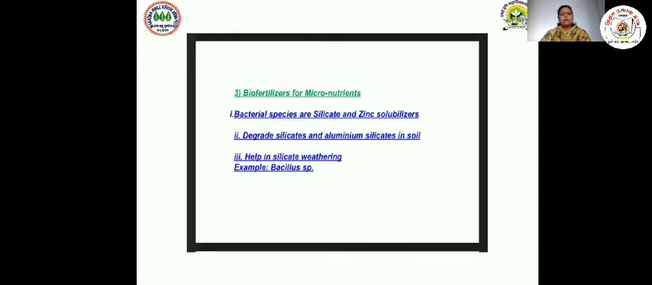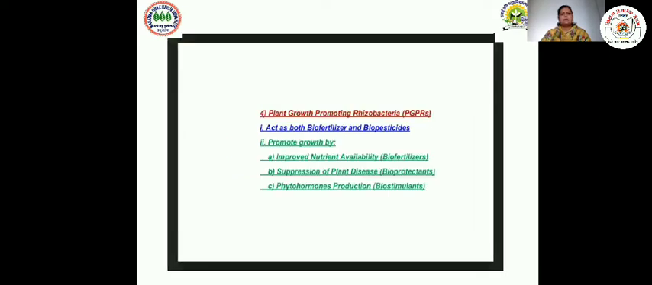Biofertilizers for the micronutrient. The bacterial species are silicate and zinc solubilizers. They degrade the silicates and the aluminum silicates in the soil and help in silicate weathering. Example, Bacillus species. Plant growth promoting rhizobacteria, PGPR. It acts as both biofertilizer as well as biopesticide. Promotes growth by improving the nutrient availability, suppression of the plant diseases and the phytohormones production.